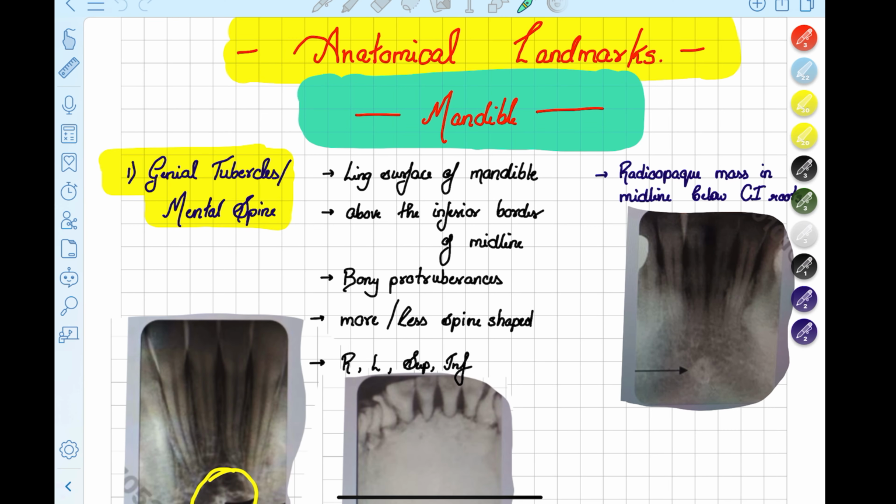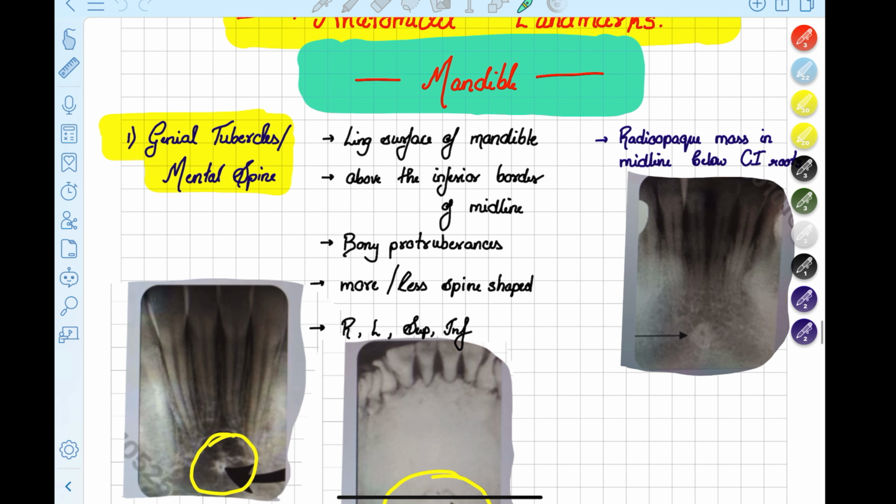Hey guys, welcome to the third part of our series of anatomical landmarks seen in IOPA. Today we are going to study the landmarks which are seen in mandibular IOPA. There are mainly two landmarks which we have to see. The first one is the genial tubercle or mental spine. To start with this, first revise the basics.